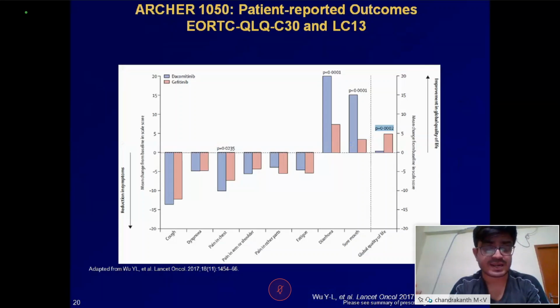requiring dose modification. And you can see the quality of life score and the patient related outcomes. Looks that it is better as far as cough, dyspnea, pain, the pain score with the chest pain or shoulder pain or fatigue are concerned. Yes, definitely Dacomitinib does better than Geftinib. We can look into the fatigue part, where Geftinib is better as far as the quality of life is concerned. If you look into the diarrhea part, yes, Dacomitinib is a little more toxic, and sore mouth again it is more toxic, and global quality of life. If you look into, there is less worsening of quality of life with Dacomitinib when compared to Geftinib.